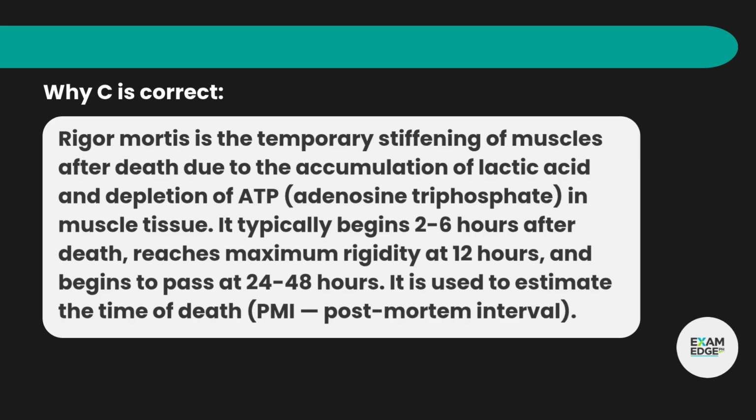Why C is correct? Rigor mortis is the temporary stiffening of muscles after death due to the accumulation of lactic acid and depletion of ATP, adenosine triphosphate, in muscle tissue. It typically begins 2 to 6 hours after death, reaches maximum rigidity at 12 hours, and begins to pass at 24 to 48 hours. It is used to estimate the time of death, the PMI, post-mortem interval.